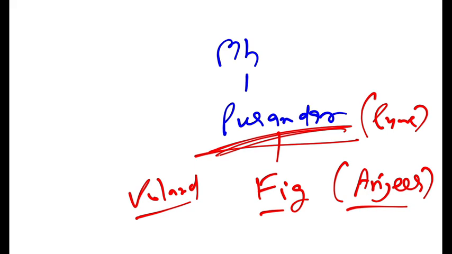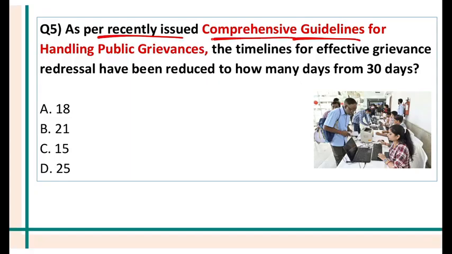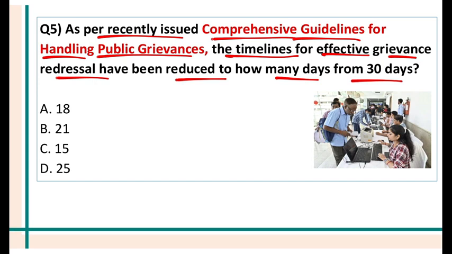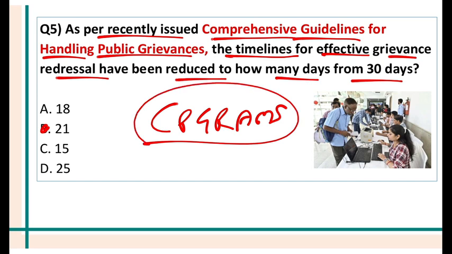As per the recently issued comprehensive guidelines for handling public grievances, the timeline for effective grievance redressal has been reduced to how many days? From 30 days, it has been reduced to 21 days by the Union government. Comprehensive guidelines for handling public grievances. So you know that there is a portal called CPGRAMS, where the public can notify the government of their grievance. So this is the grievance filing platform, CPGRAMS, right?